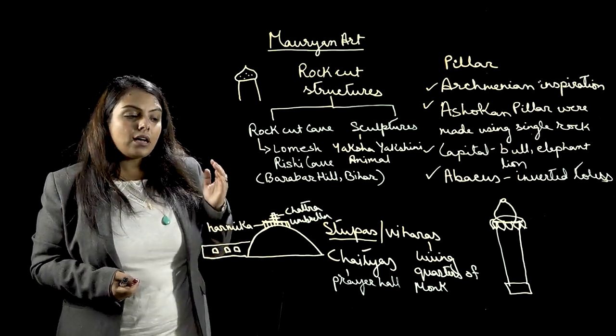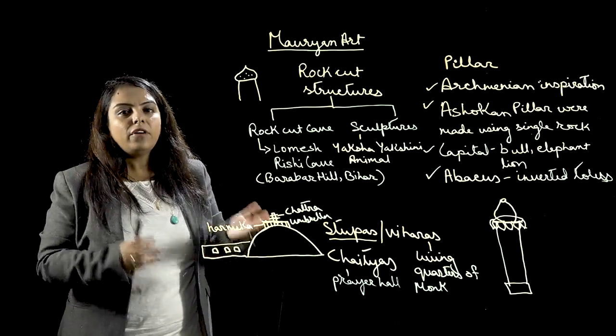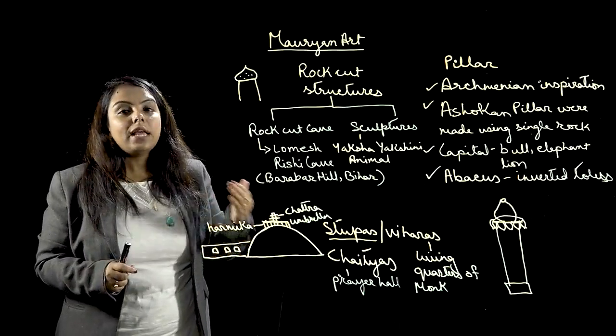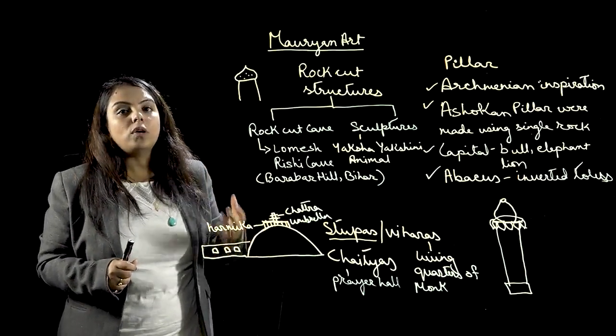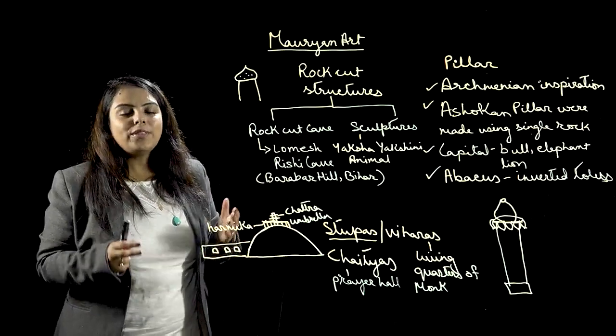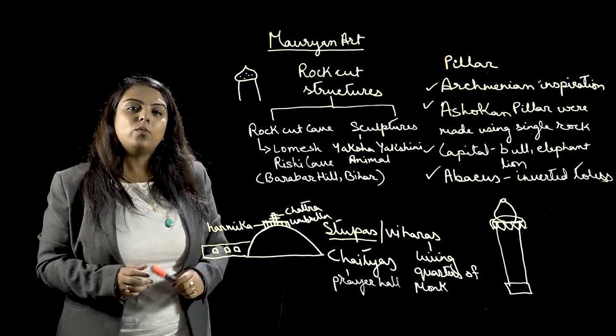Another thing, stupas, viharas and chaityas in the first half of the Mauryan age were basically made of wood. It was later on that stone was also used for making these monuments. So, this is all about Mauryan art. We will meet you in the next class with one more topic.